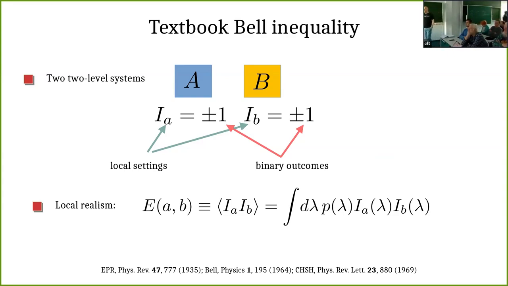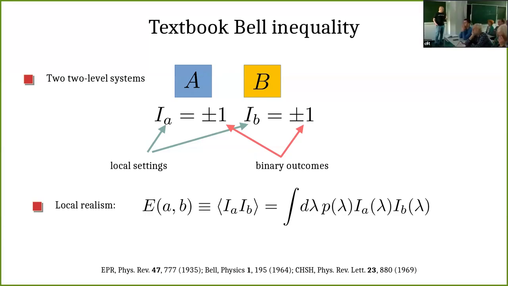And local realism means, first of all, local. It means that these A's and B's do not depend cross on each other. So if I change something in A here from some A to some other A prime, this does not influence this index here. This is locality. And realism means that there is an underlying physical process which is objective, which determines these outcomes.